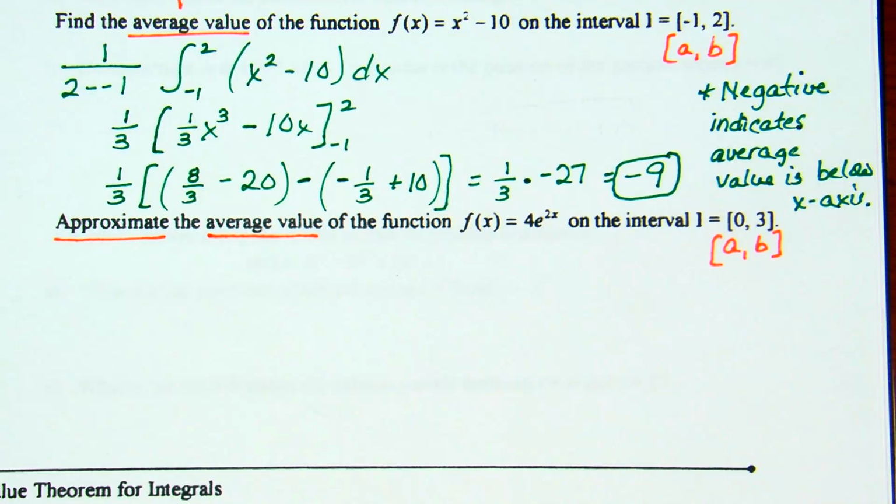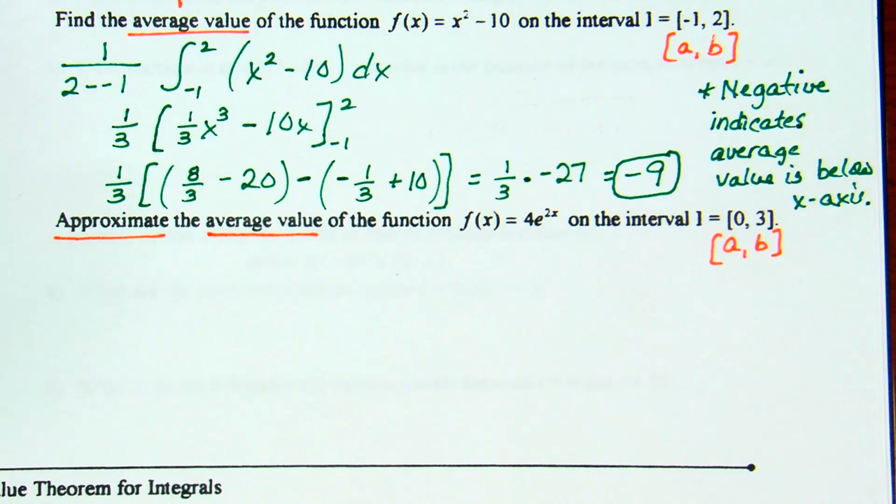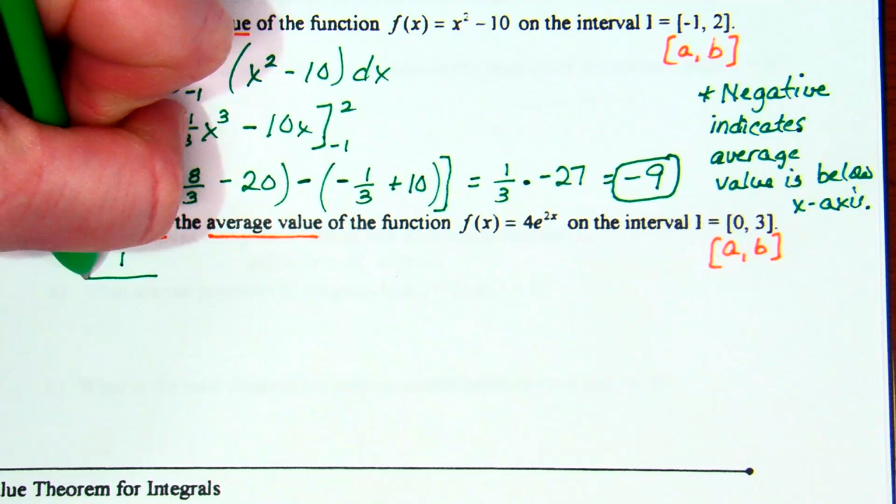And then the interval 0 to 3 means what? A and B respectively. Yeah, A and B. Again, remember B is the larger number. And that was by definition. So, here we go. What do I start with?